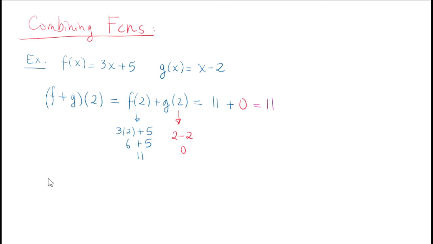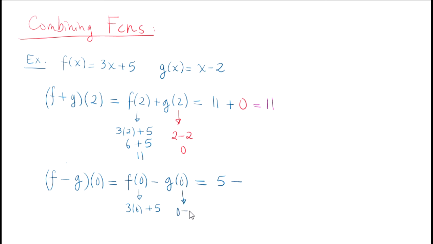Let's say you want to find f minus g of, let's say, 0. That's going to be f of 0 minus g of 0. F of 0 is 5, it's 3 times 0 plus 5, which is 5, minus g of 0, which is 0 minus 2, which is negative 2. Be careful, that's negative. Negative negative will make it positive, so that difference will be simply 7. So this is how you find addition and subtraction.